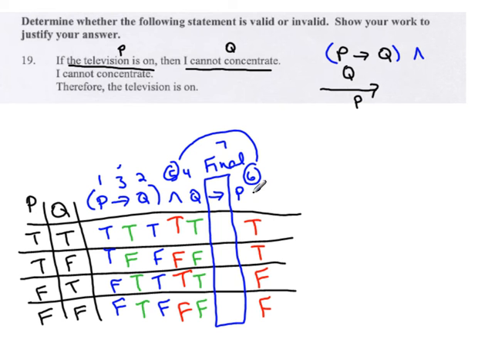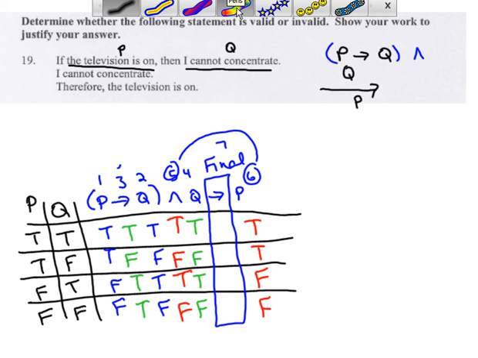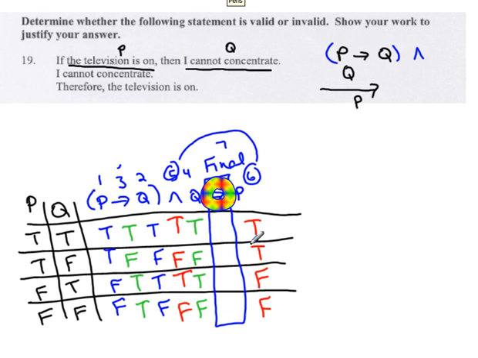And now finally we will evaluate the final. Remember that we're looking at a conditional. That's going to be true, then false is false, all else is true. You'll see that in row 3 we have a true, then false, so that's false. The rest of these would be true.